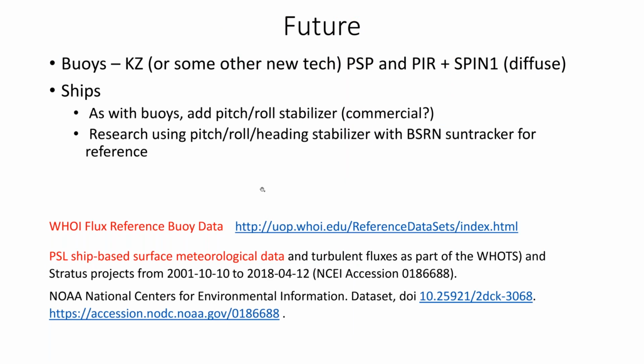So finally, just for the future, for buoys, keep doing the same thing, but use modern technology instead of Epplys, and eliminate the non-cosine behavior. Add this spin one to get diffuse flux. On ships, you should be pitch and roll stabilizing, but use the same kind of technologies. And if you wanted to, you could do some research with a pitch, roll, and heading stabilizer and put some BRSN technology on one ship, for example, and do some studies.